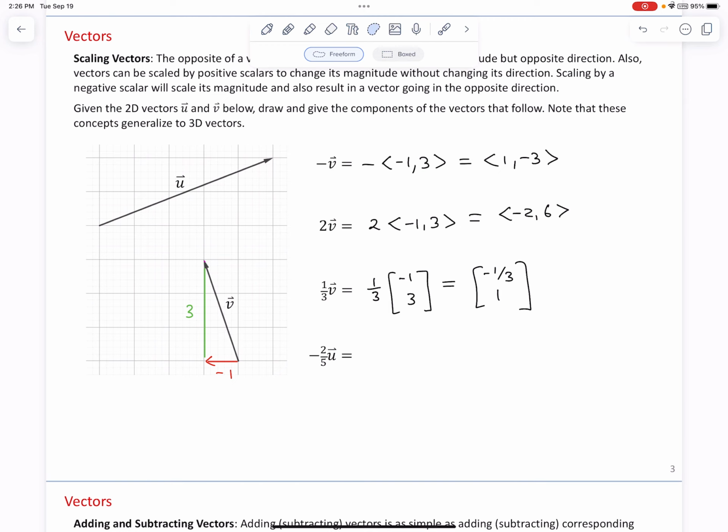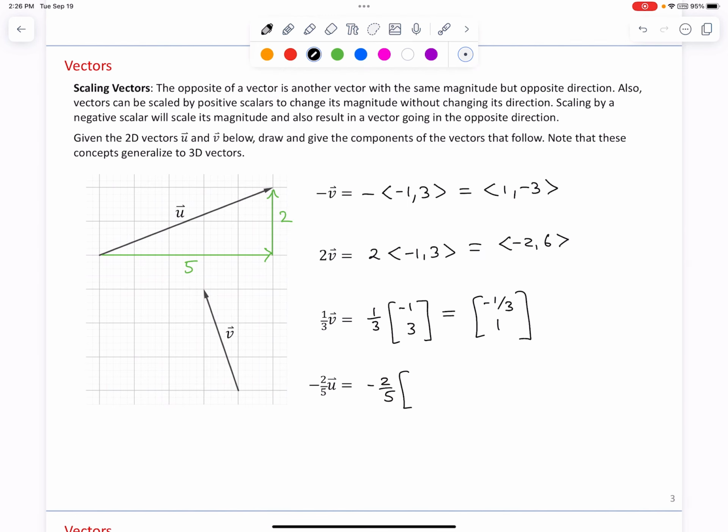Now finally, let's do -2/5 of u. We simply have to do -2/5 times the components of the u vector. The u vector had components 5 and 2. Multiply each component by -2/5, and we get -2 and -4/5.